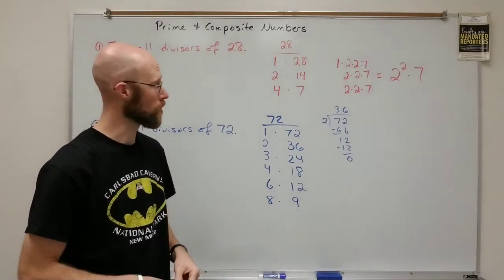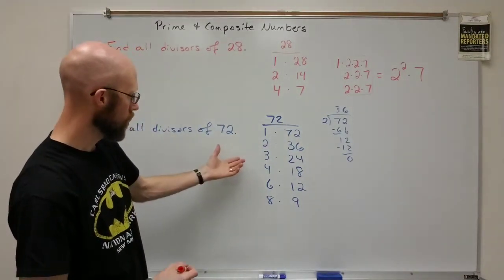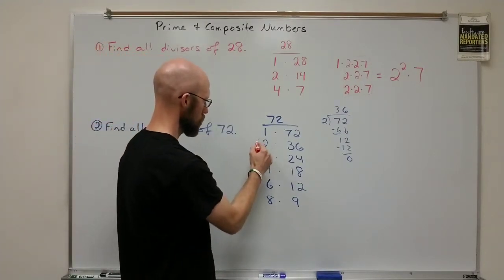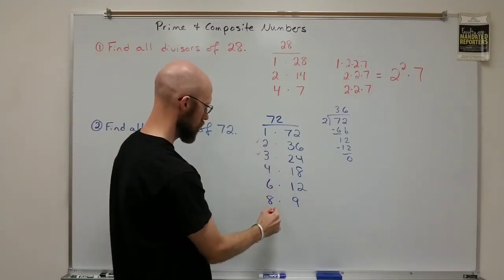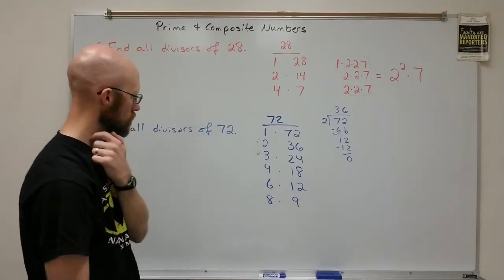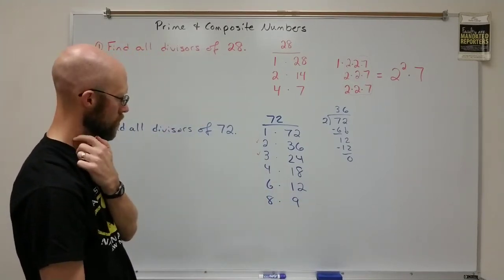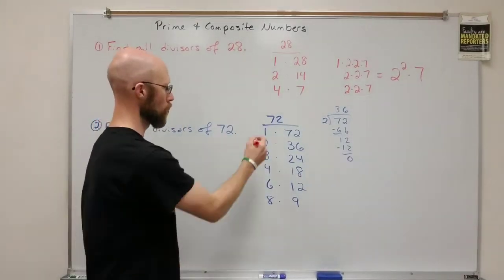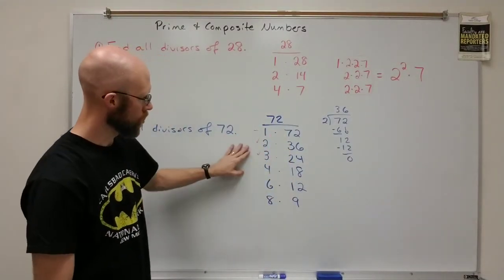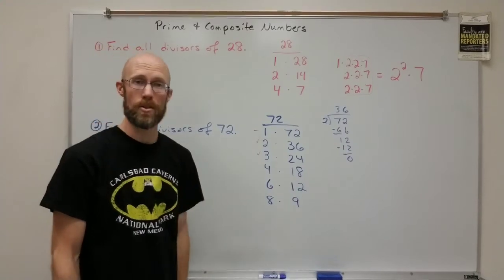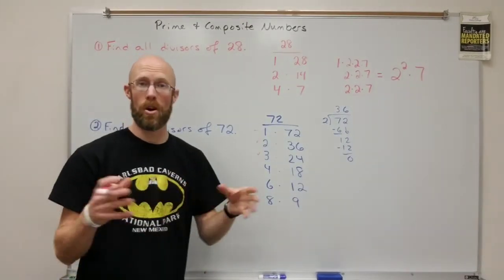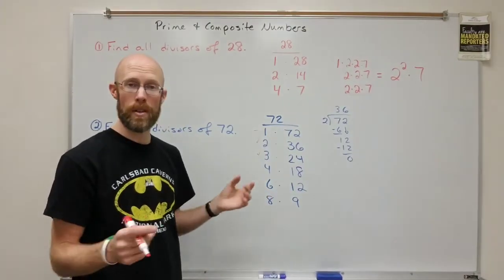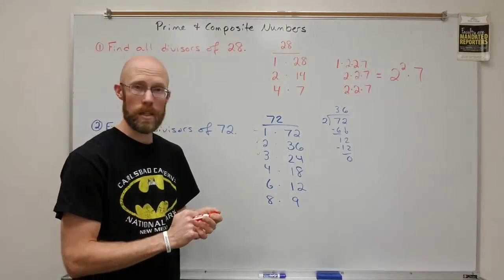72 is very similar. However, if you look at all the prime numbers on this list, you got 2, you got 3. Is that it? Everything else is composite. Yeah, everything else is composite. Oh, except for 1, but 1 we don't do anyway. So 2 and 3. So 72 is just a long list of 2s and 3s. And what we'll end up with is a unique list of 2s and 3s.